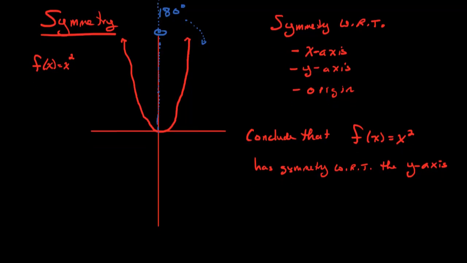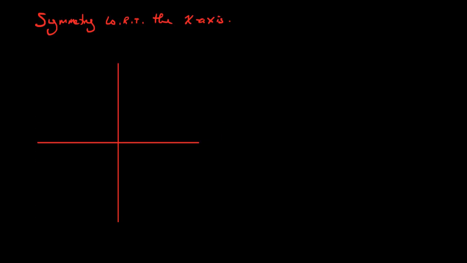Let's go ahead now and talk about a different type of symmetry. In this next part, we'll talk about symmetry with respect to the x-axis. So drawing our graph one more time, let's go ahead and analyze the equation x equals y squared. So let's analyze the equation x equals y squared.